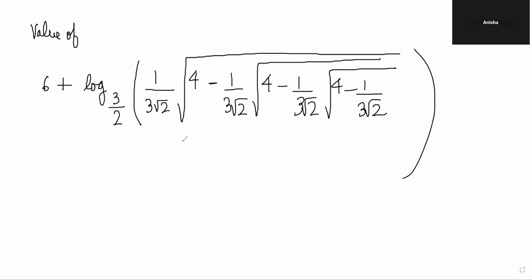Okay. Oh, actually, this continues forever. That makes it much easier, by the way. This continues forever. If it was finite, then it would be much harder.